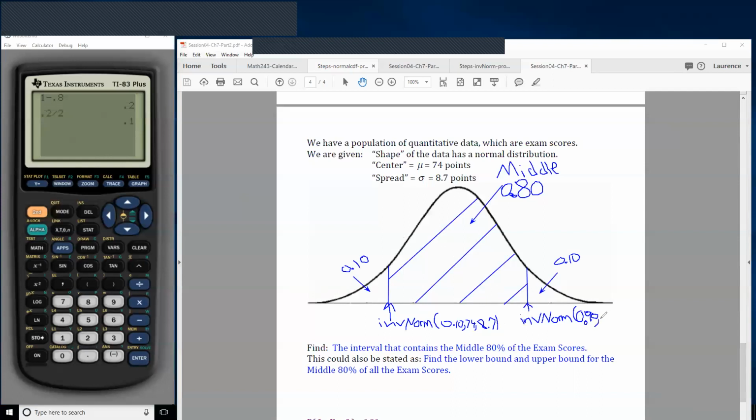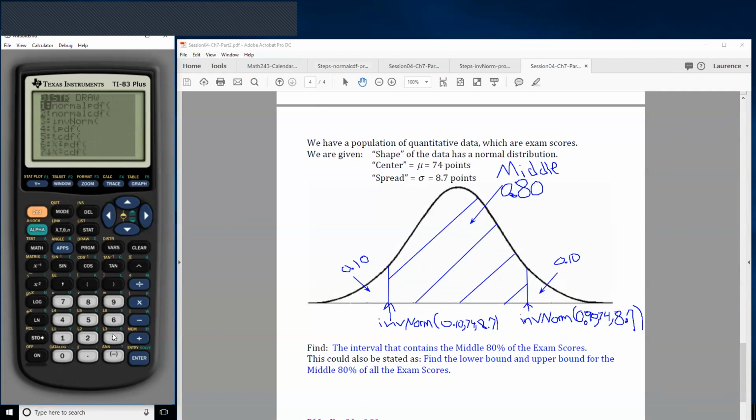And then, of course, you'll do the center and the spread. It's 8.7. That's a funny looking decimal. So that's what we're going to punch in. So what we're going to do is hit clear, second vars 3. And let's see, we're going to do the 0.10 for 10%, and then 74 for center, and 8.7 for spread, right parenthesis, enter.